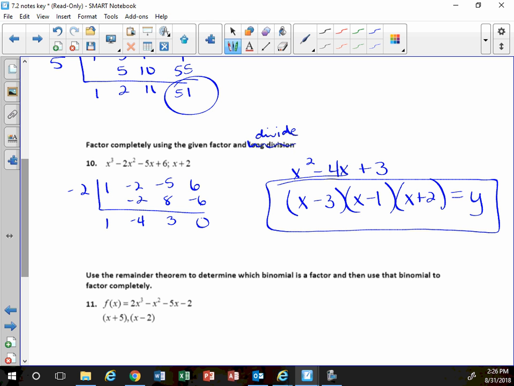Read your directions on your homework, quiz, and test. Sometimes I'll say factor completely and state the zeros. So then you need to say like x equals 3 and negative or 1 and negative 2. But if I just say factor, then factor and stop. All right.